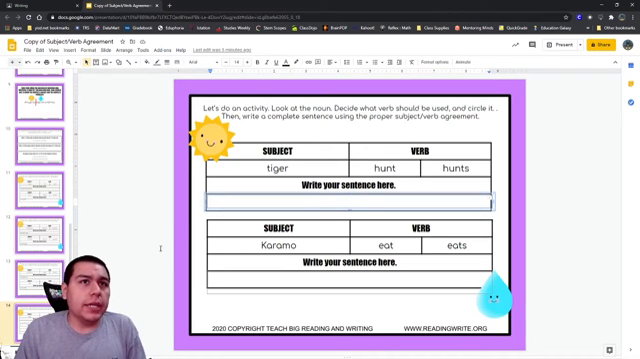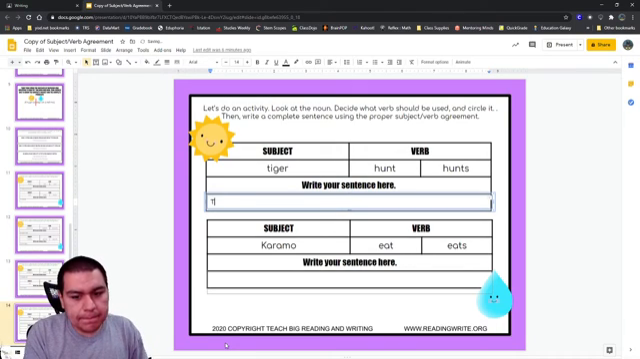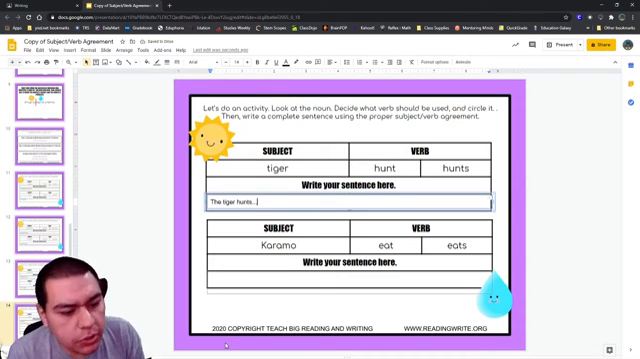Eats. Okay, wait, tiger hunts. Very good. So it's not eats, that's the second one, but hunts. So what could the tiger hunt, Nakai? Hunt for food. Okay, very good. Tiger hunts. Good for food. Okay, Sebastian, hopefully that helps you out then.